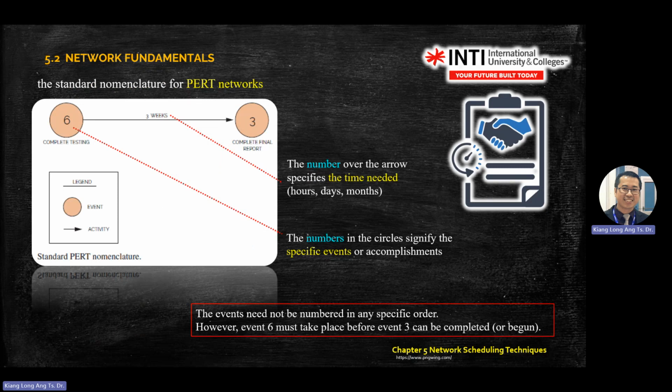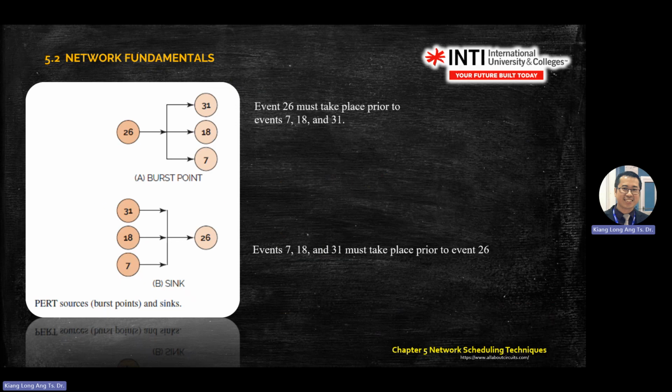For PERT, you have bubbles and then the time and all these things. Some textbooks put the network in 2 presentations. One is the burst point, as you saw in the previous example, where one activity goes to 3 activities. Usually at the last stage, we call it the sync point, where more than one activity combines and joins with the last activity. So they are the burst point and the sync point.